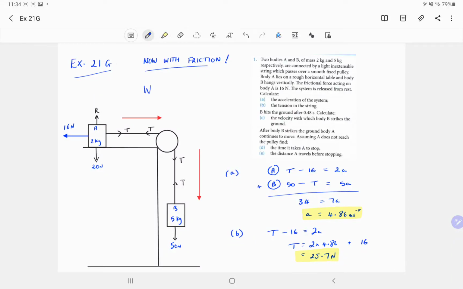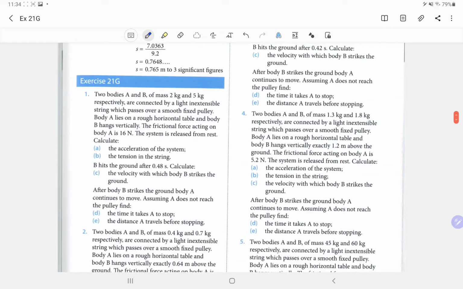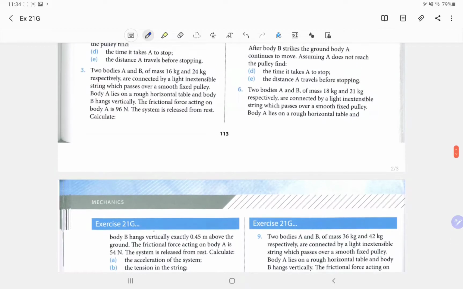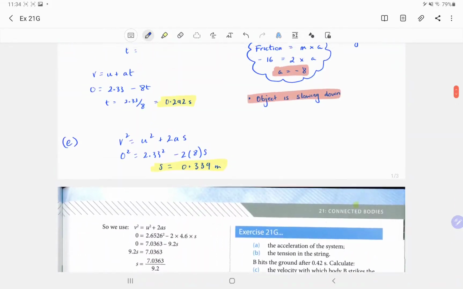It is Wednesday the 27th of January and we're going to look at the final exercise on pulleys, and that is exercise 21G. So I'm going to look at question 1 and then I'll upload this as a PDF and then you can work through the rest of the exercise, Exercise 21G starting at question 2. So back to question 1.